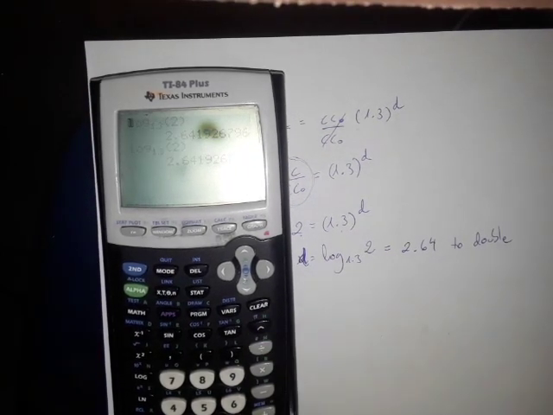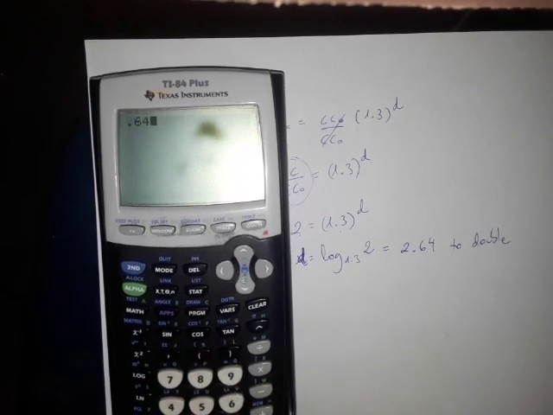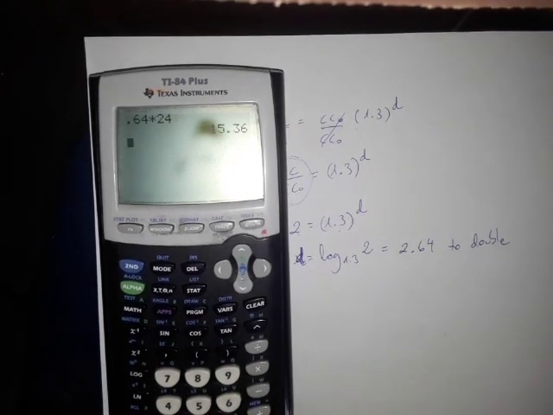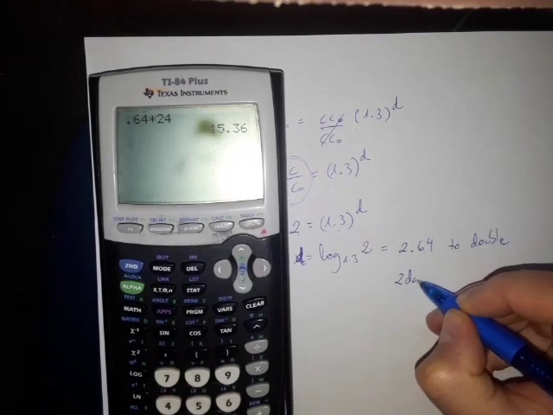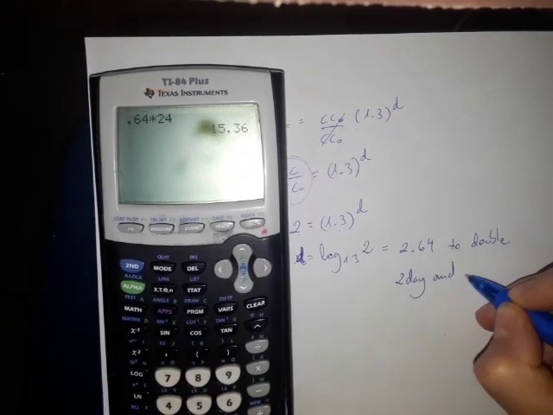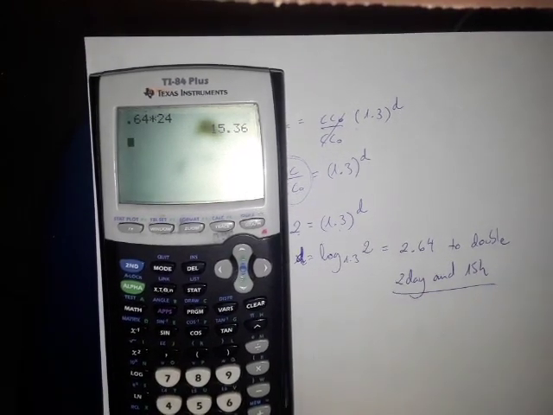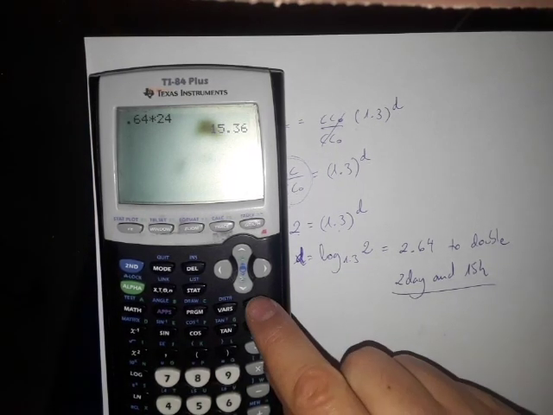So the last thing I wanted to do is, if that's 2.64, that means that is 0.64 of a day, which is 24 hours. So that means it's 2 days and 15 hours, more or less, to double. Okay, so that's a day and a half, right? Great. Thank you.